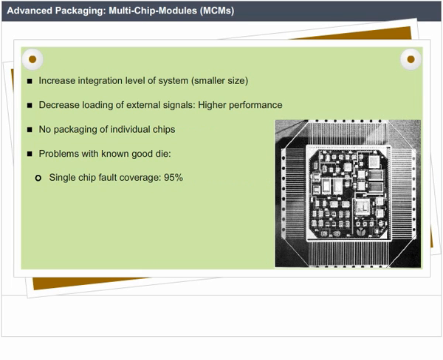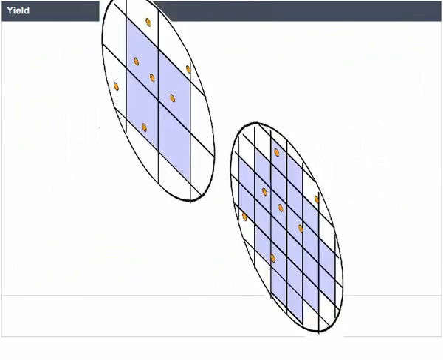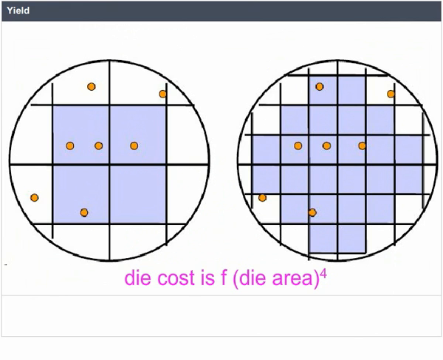Single chip fault coverage up to 95%. MCM yield with 10 chips: 0.95 to the power of 10 equals 60%. Problems with cooling. Expensive. Yield. Die cost is a function of die area to the power of 4.